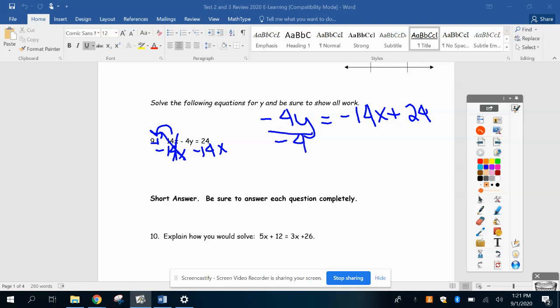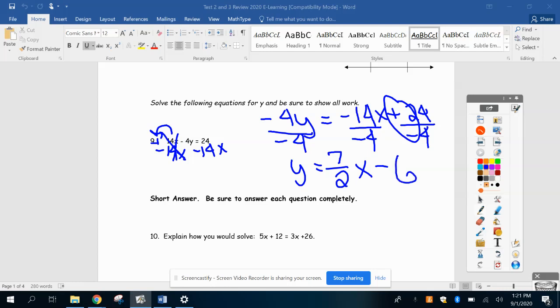And then we're going to undo our multiplication with division. Remember that division goes all the way through. And we want to make sure we get this reduced. So negative 14 over negative 4. Well, 2 negatives make a positive, and then I can reduce 14 over 4 to 7 over 2. A positive and a negative make a negative, and 24 divided by 4 is 6. So we have y equals 7/2 x minus 6.